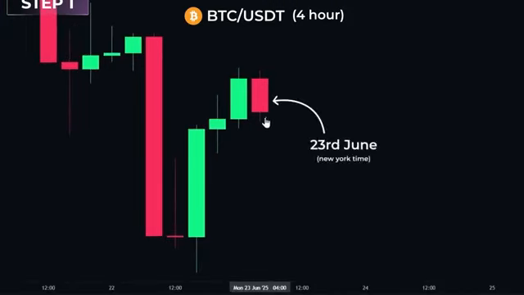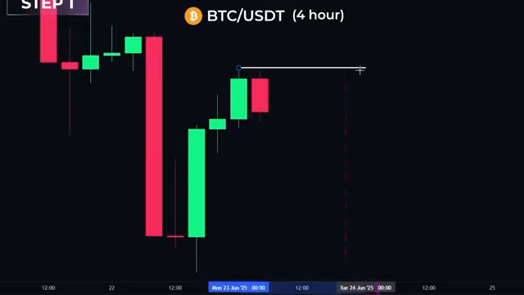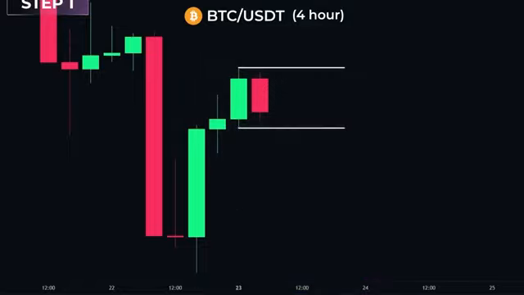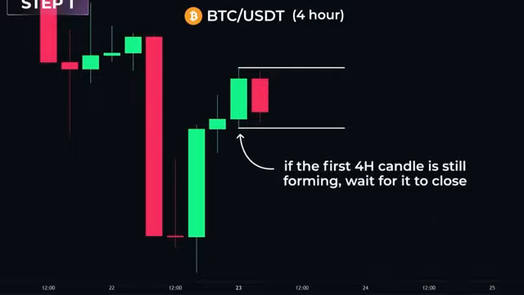In this example, since it's June 23rd, the first 4-hour candle that formed today is this one. Then, simply draw a line at the high and low of that candle and extend both lines to the end of the day. That's your 4-hour range on this chart. Now, an important thing to remember is make sure that the first 4-hour candle has fully closed before marking the range. If the candle is still forming, wait for it to fully close first.